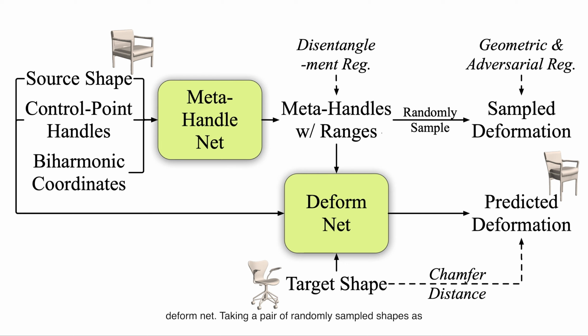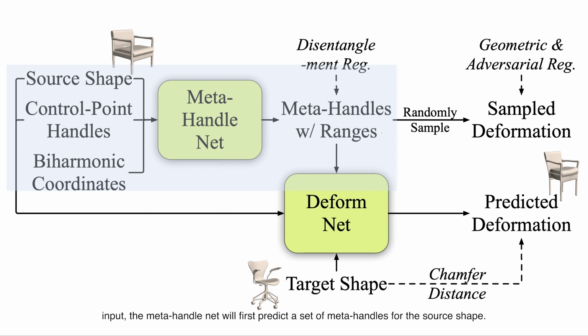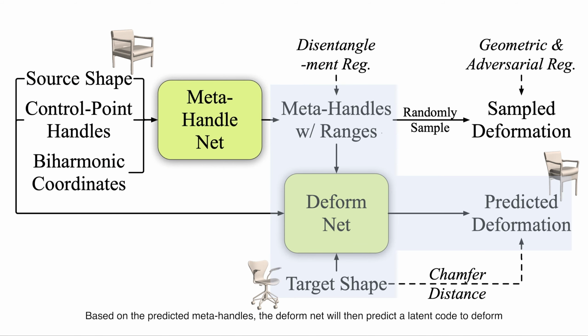Taking a pair of randomly sampled shapes as input, the MetaHandleNet will first predict a set of metahandles for the source shape. Based on the predicted metahandles, the DeformNet will then predict a latent code to deform the source shape and match the target shape.